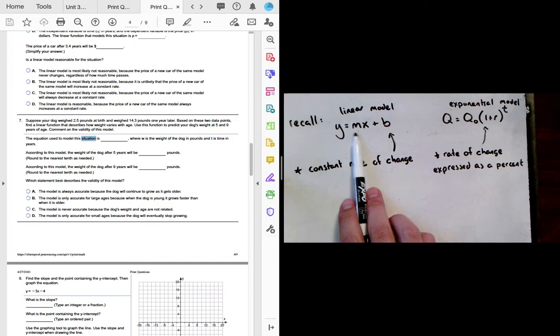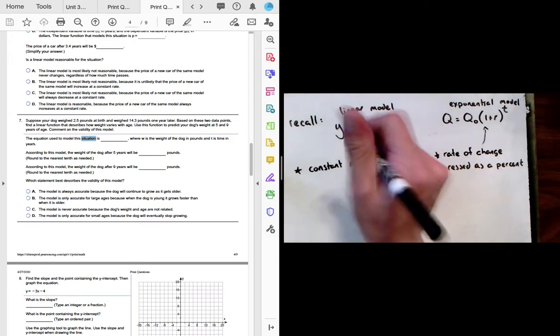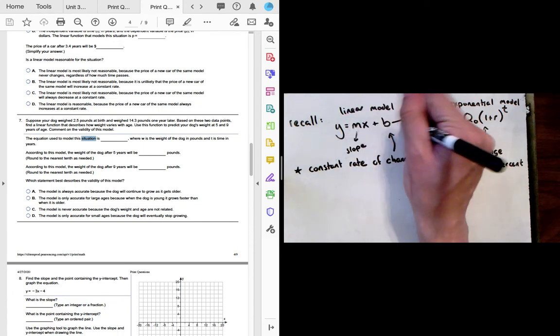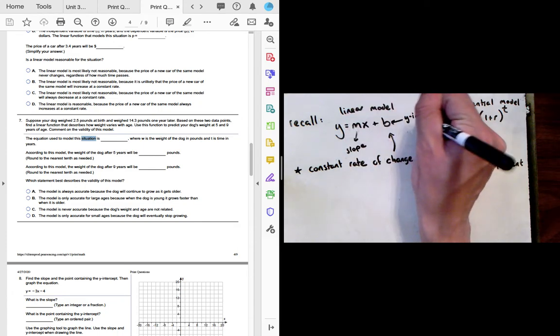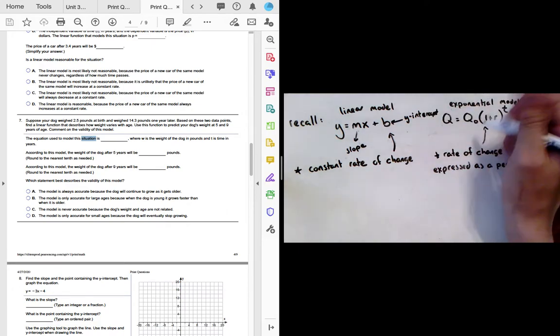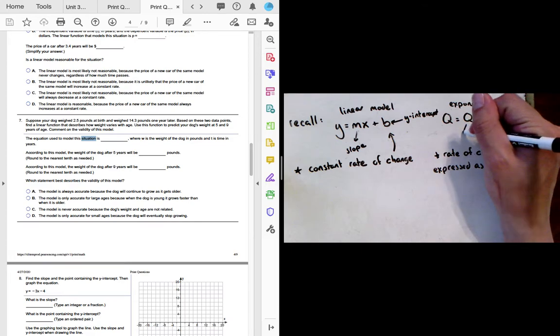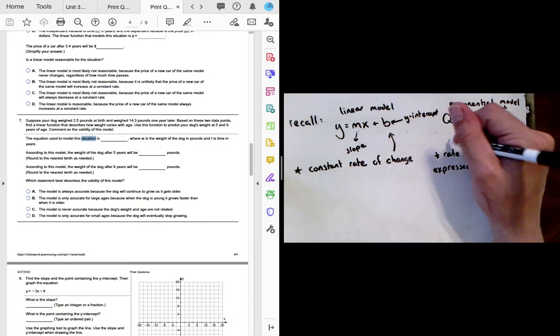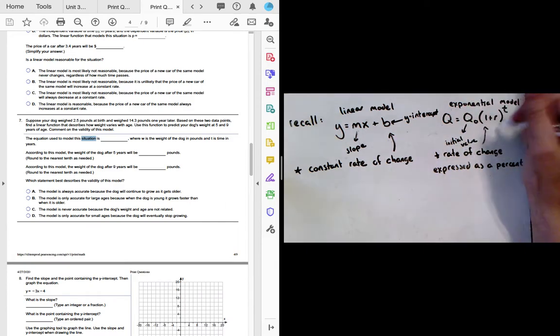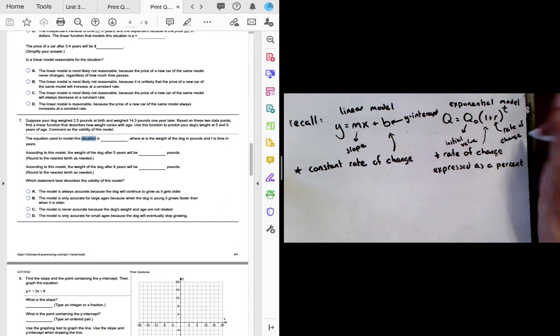Also remember the roles of these letters. Our m is our slope. We've talked a great deal about slope. Our b value is the y-intercept. Same over here, we have this initial value, which plays the same role as b in the line. Q naught is that initial amount. And then the r value is our rate of change. That could be a positive or a negative number, and it needs to be expressed as a decimal.